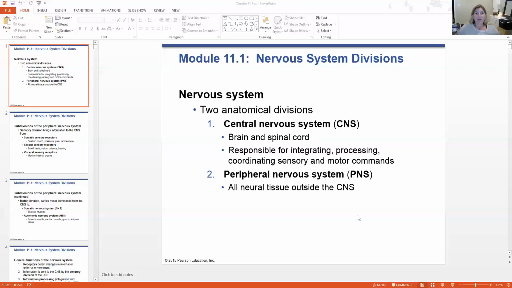But this chapter is all about the nervous system and the divisions of the nervous system. First, there are anatomical divisions, the central and peripheral. The central nervous system is our brain and spinal cord. This is the majority of the integrating, processing, and coordinating of all of the sensory input and the motor output. And then the periphery is everything that's outside of the central nervous system.